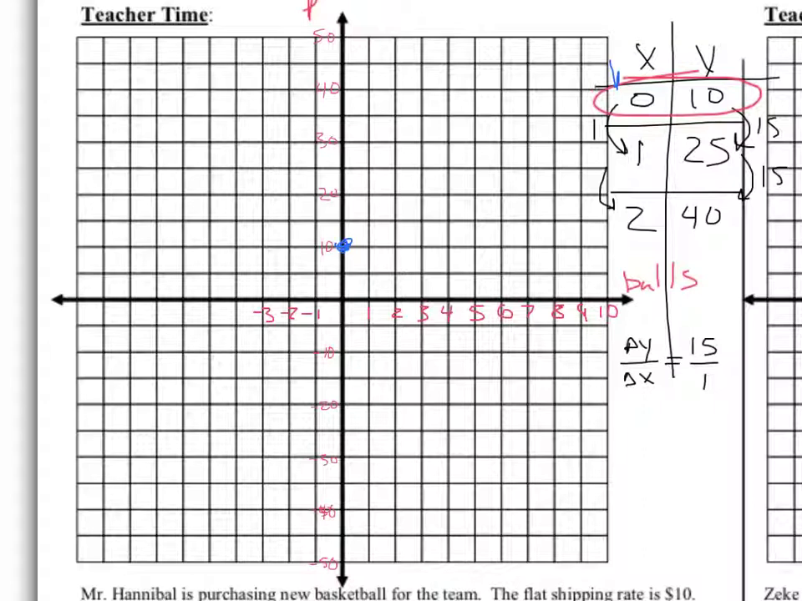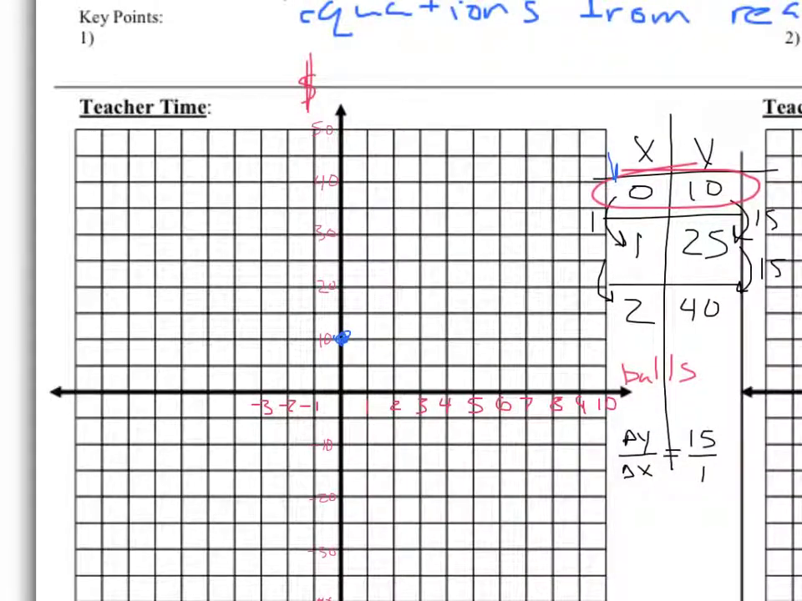Our equation tells us that we have a change in y and change in x, a slope of 15 over 1. And so that means that we need to rise 15, 5, 10, 15, and run 1.